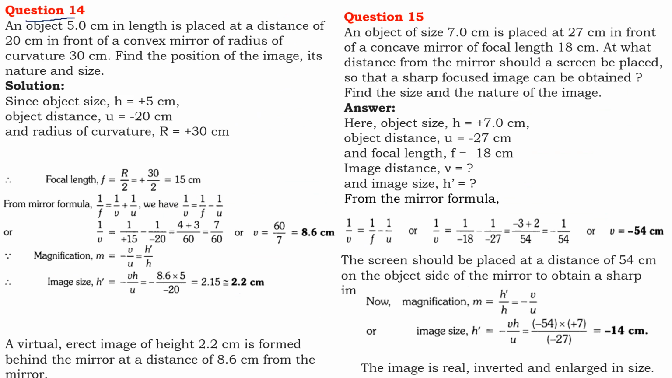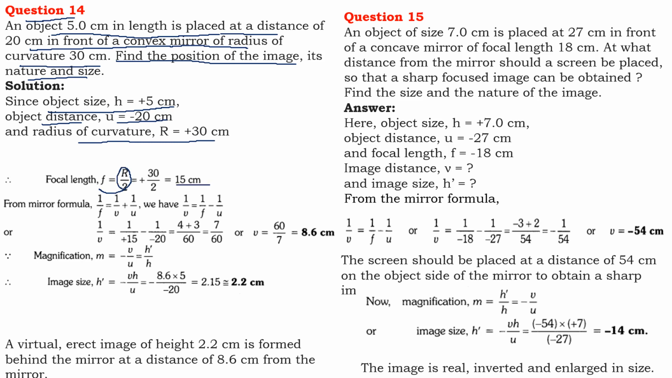Question number 14 says an object 5 cm in length. So this is the height of the object. It is placed at a distance of 20 cm in front of a convex mirror of radius of curvature 30 cm. Here the radius of curvature is given, so you have to find f. Find the position of the image, its nature and size. Since the object size h is plus 5 cm and the object distance u is minus 20 cm, and the radius of curvature is 30 cm, f is equal to r by 2, that is 30 by 2, which is 15 cm.